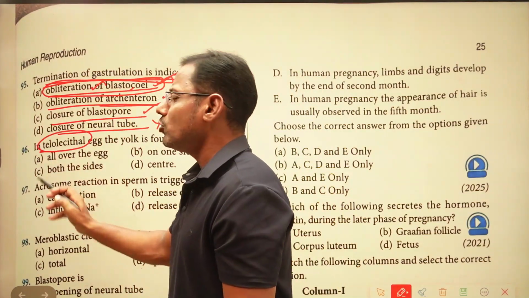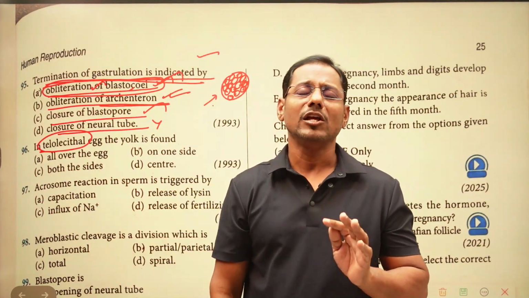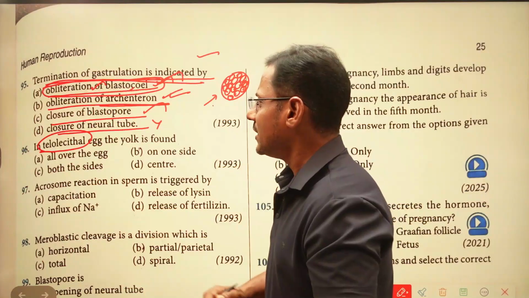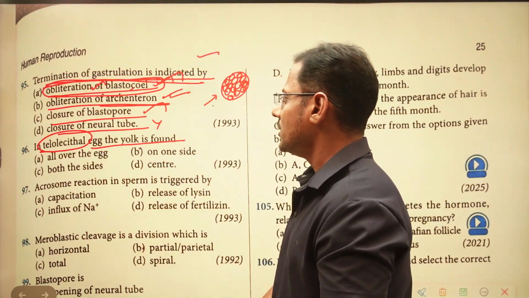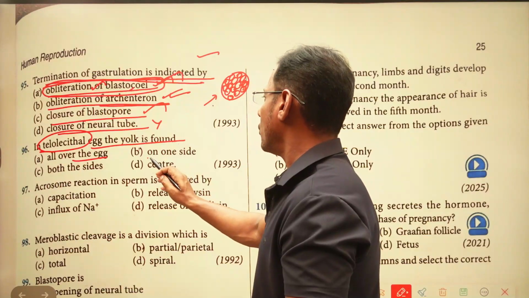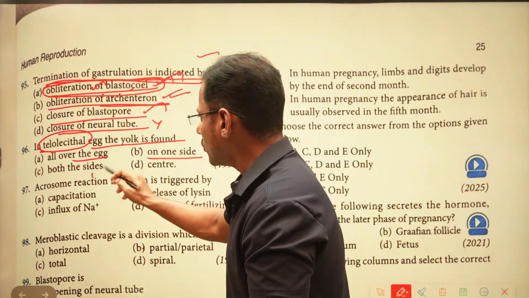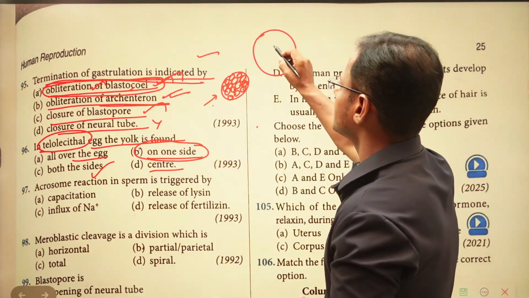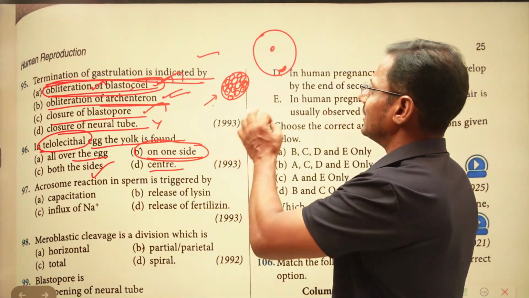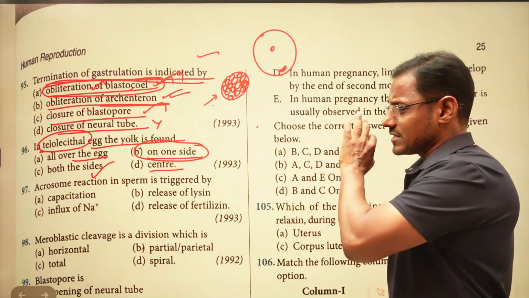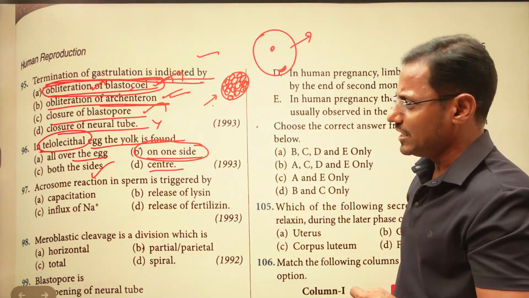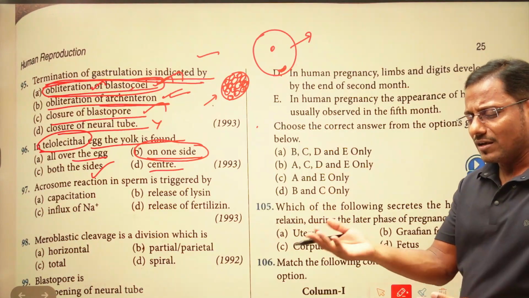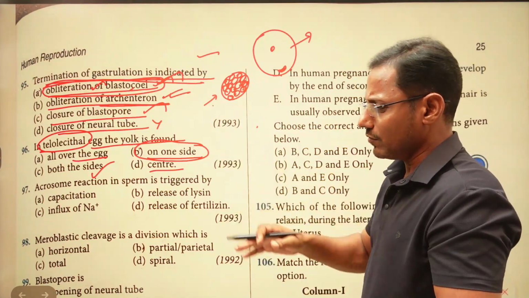In telolecithal egg, wherever you come across the word telo, it means tail or end, or else a side. In a telolecithal egg, the yolk could be found all over the egg, on one side, both sides, or the center. See, if the egg is like this, the yolk is present in this region, just on one side of the egg. This particular egg is known as telolecithal egg. There are different types of eggs, microlecithal, telolecithal, megalecithal, but we do not have them in our syllabus.